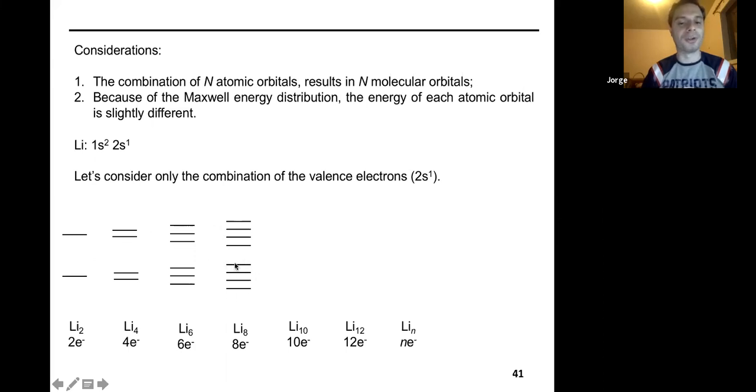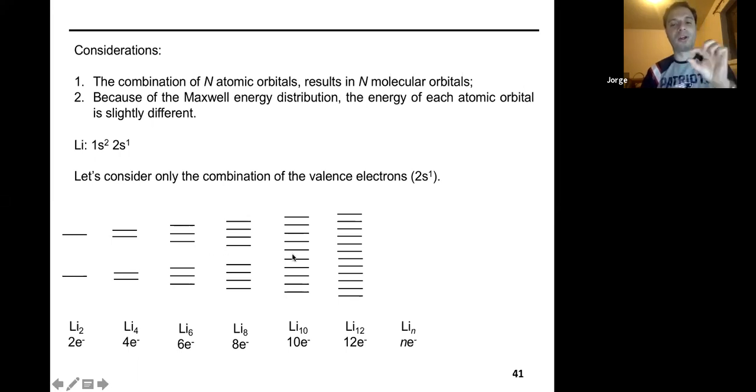Half of the orbitals are full and half is empty. With 10 it is the same thing. Half full, half empty, and then 12, the same thing. Half full and half empty. Another thing that I would like to highlight here, see that the more orbitals we add, the smaller the gap between the orbitals. There will be a point where we have so many orbitals that the gap is so small that we call this kind of state a quasi-continuum.